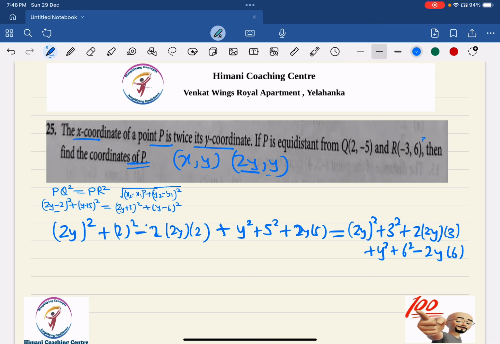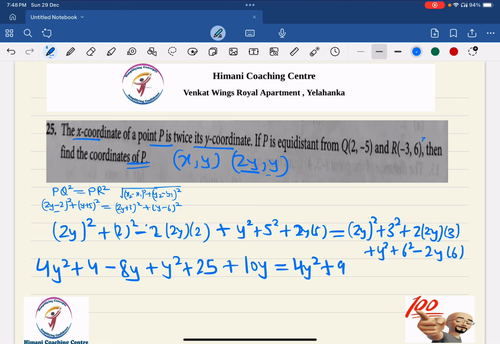Now, 2y whole square would become 4y square, and y square is just y square, plus 4 minus, now 2 into 2 is 4 into 2 is 8, so minus 8y. Then we have y square plus 25 and plus 2 times 5, 10y. And on the other side, we will get the same 4y square plus 9. Now 2 2s are 4, 3s are 12y. Then plus y square plus 36 minus 12y. Okay. Now students, this 4y square and 4y square cancel each other. Y square cancels y square.